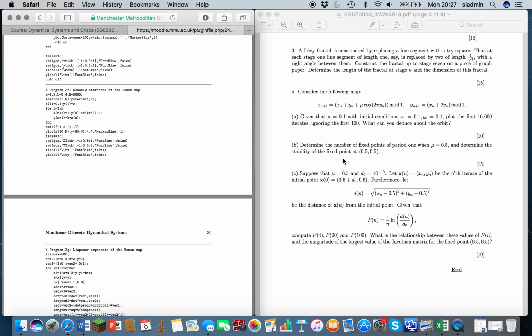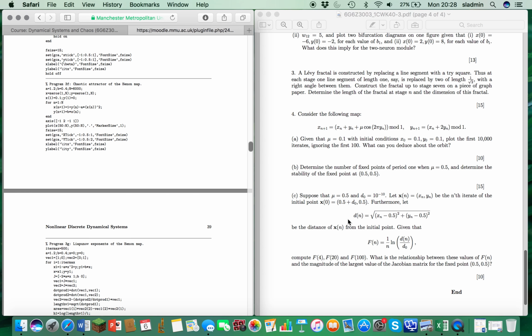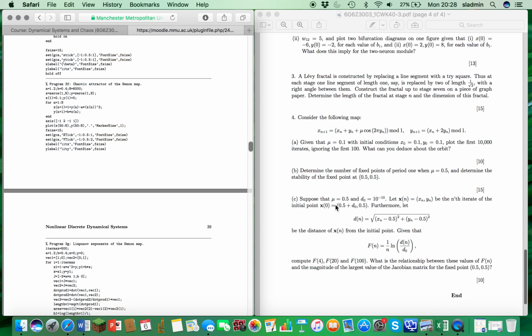And then parts B and C, they are a bit more difficult, so you have to use MATLAB to try and solve these problems, and I'm afraid there isn't a similar example in the notes.